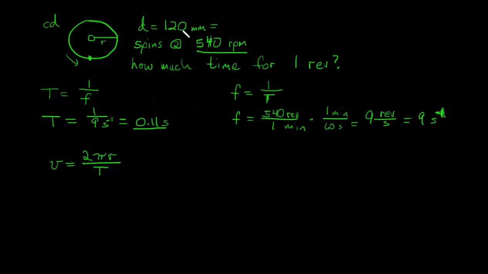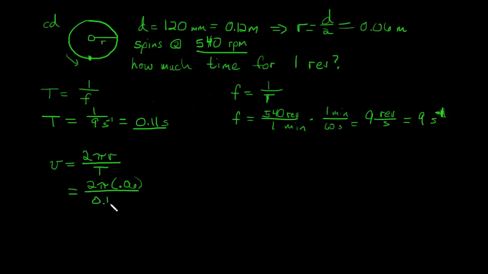So 122 millimeters divided by 1,000 is 0.12 meters. The radius is the diameter divided by 2, so it's 0.12 divided by 2, which is 0.06 meters. So that's my radius, and now I have all my numbers. The velocity would be 2 pi times 0.06 divided by 0.11. You calculate that and you'll get 3.4 meters per second.